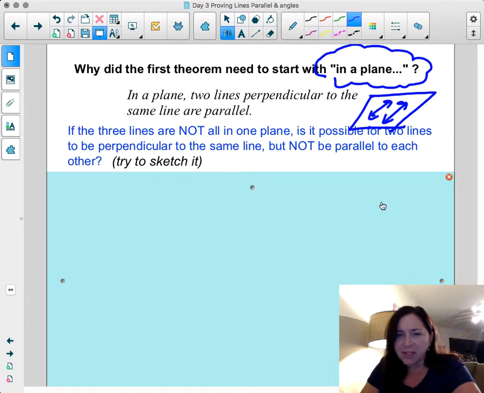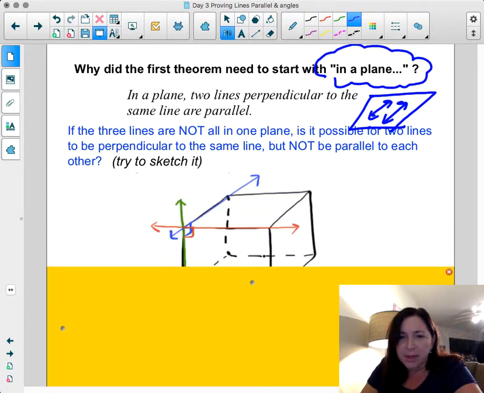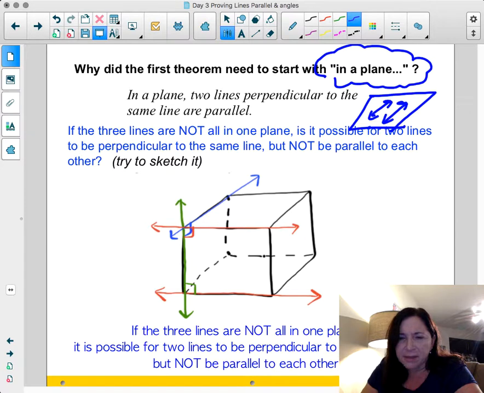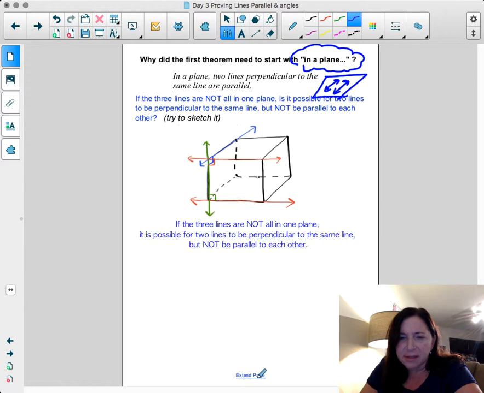So if you try to sketch that, what you would get would be something like this. Notice that we do have these two lines parallel to each other, but I could have a perpendicular line here, and this is not in the same plane, therefore it would be skew. So if the three lines are not all in one plane, it is possible for two lines to be perpendicular to the same line, but not be parallel to each other.